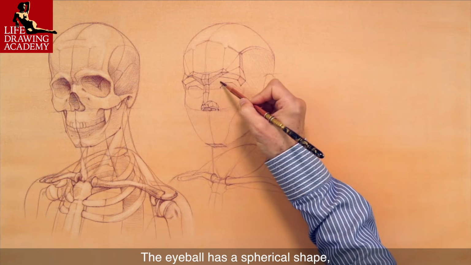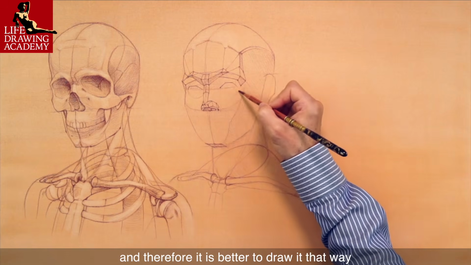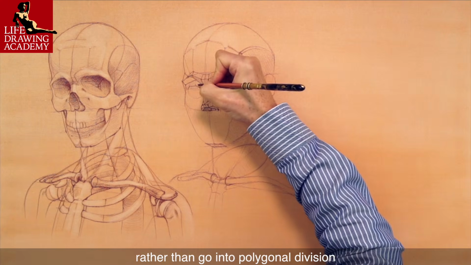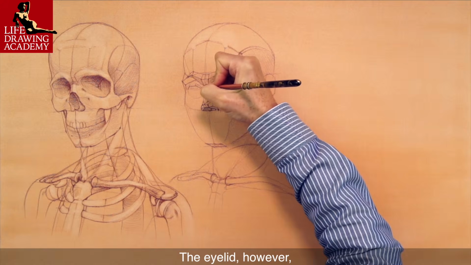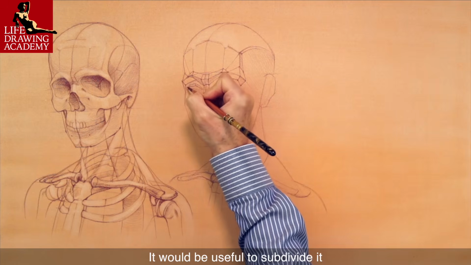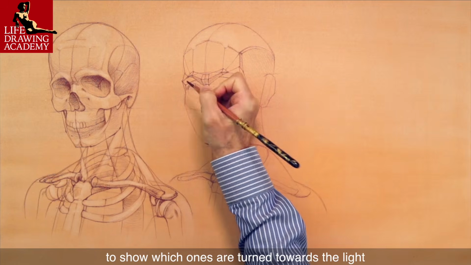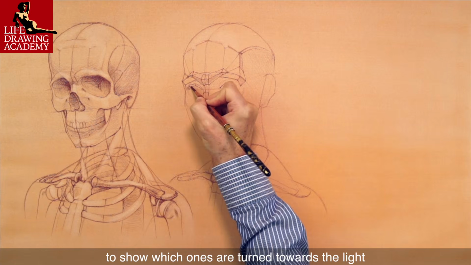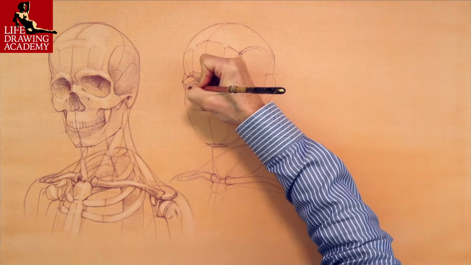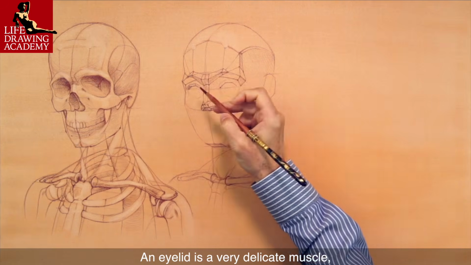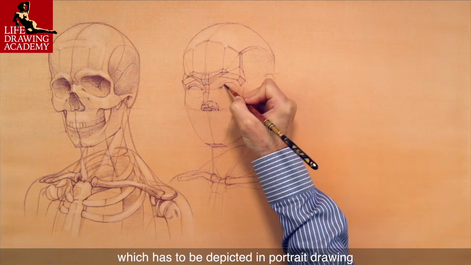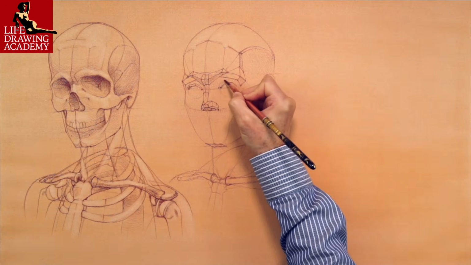The eyeball has a spherical shape, and therefore it is better to draw it that way rather than to go into polygonal division. The eyelid, however, has an interesting shape. It would be useful to subdivide it into several flat planes to show which ones are turned towards the light and which are angled obliquely. An eyelid is a very delicate muscle, but nevertheless it has its thickness, which has to be depicted in portrait drawing.